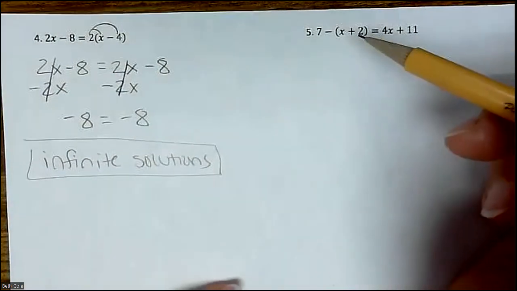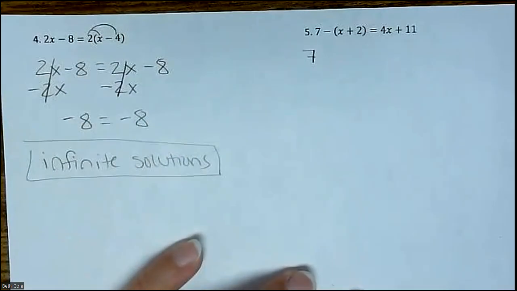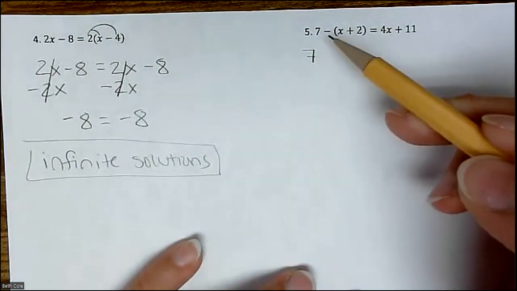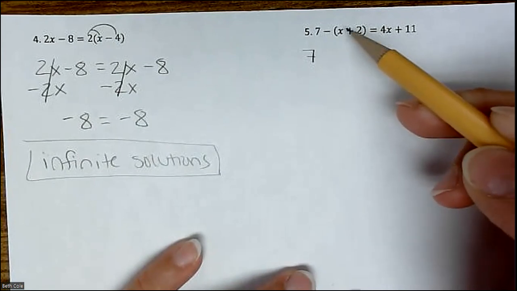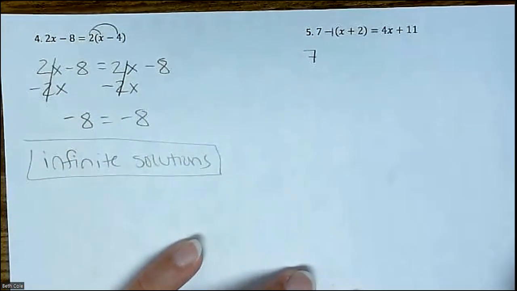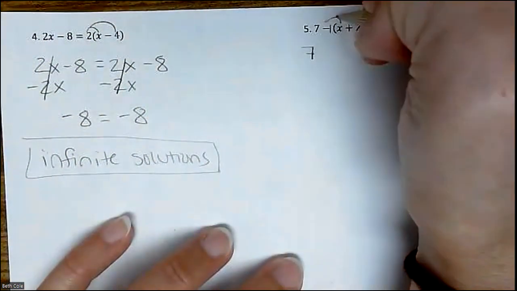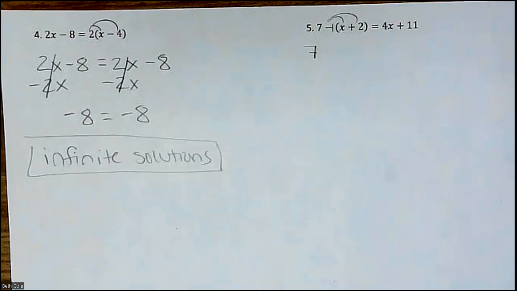This is arguably the hardest one on here, so don't stop listening to me. You've got that 7, so copy that down. Do you see how there's a negative in front of the parentheses? It is really a -1, and you're going to distribute the -1 into the parentheses. When you distribute a negative, everything just negates. It's just the opposite of what you had before.